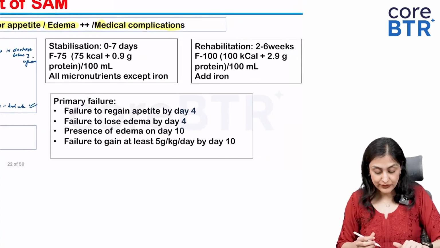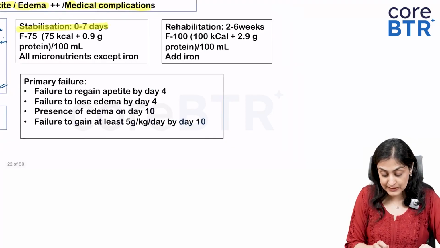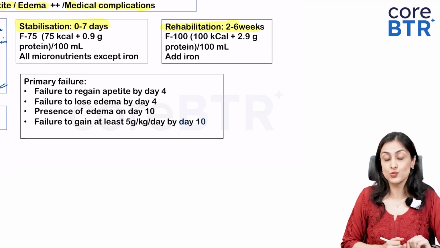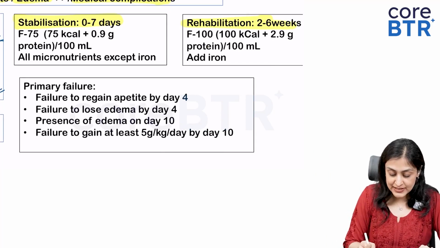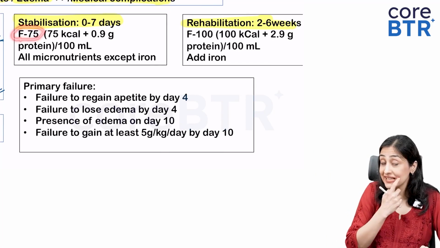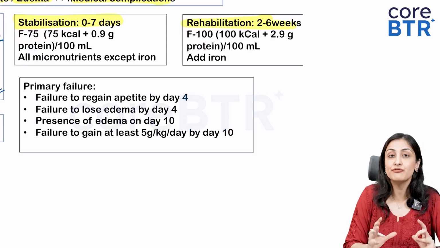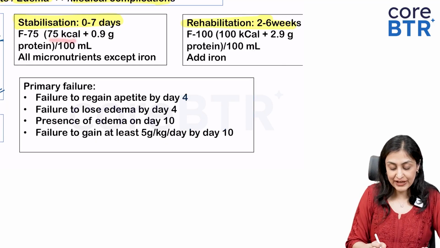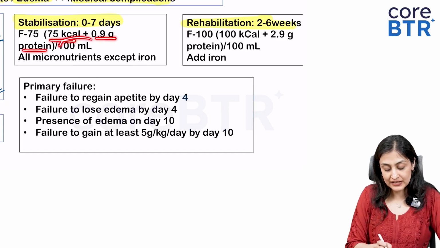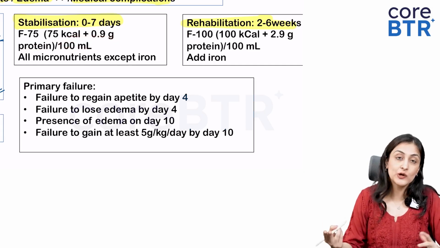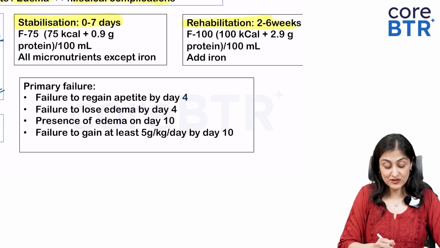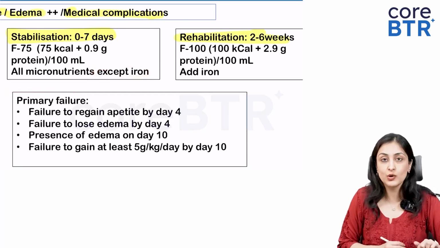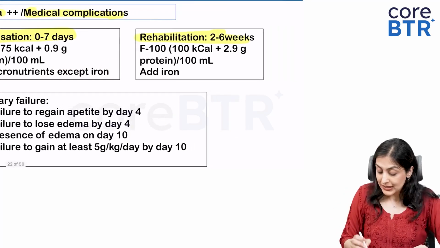So we treat it in two phases. First week, as we discussed, a stabilization phase, and then you have to rehabilitate over 2 to 6 weeks. So in the stabilization, you start slow. You start with an F75 diet. It's a preformed, nutritious meal which contains 75 kilocalories plus 0.9 gram protein per 100 ml. So depending on the requirement of the child, you will give this. So we are trying to standardize how much we are giving, right? So remember, not iron. That's the question that they can ask you.